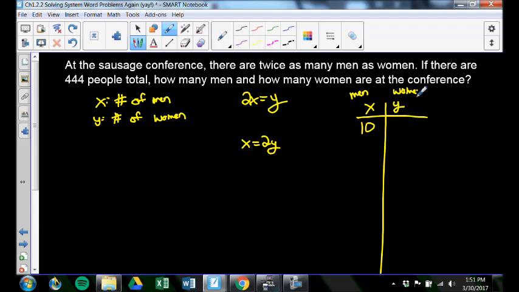If there's twice as many men as women, how many women are there? Well, there must be 5. And if there was 100 men, there'd be 50 women. And if there was 12 men, there'd be 6 women. And if there were 3 women, there'd be 6 men. And if there were 18 women, there'd be 36 men.